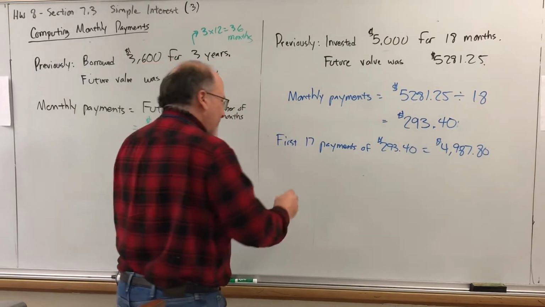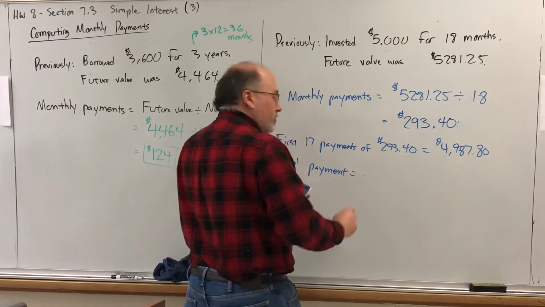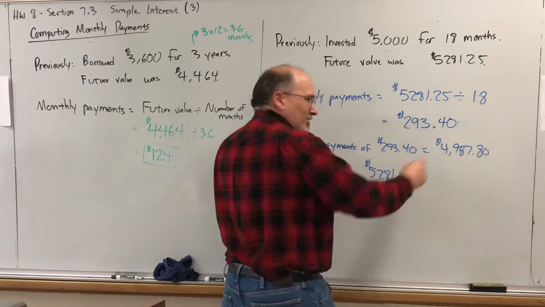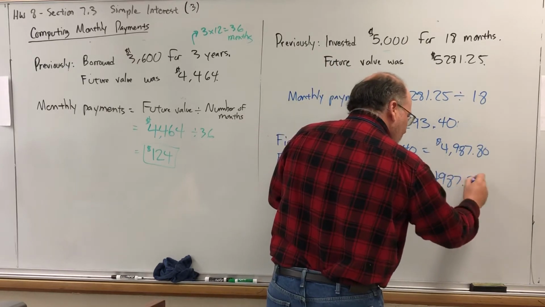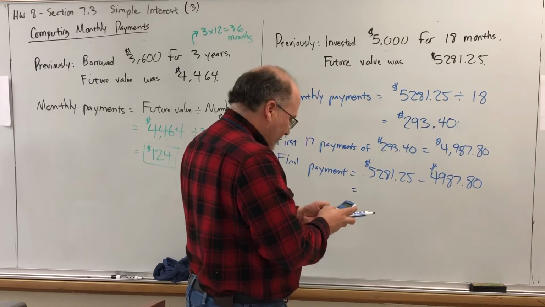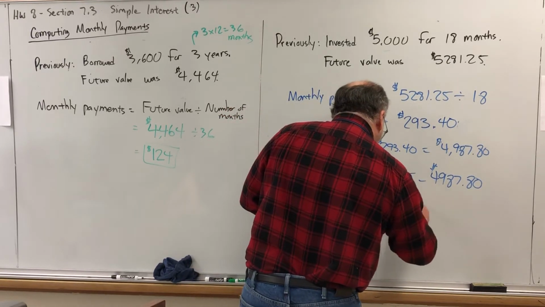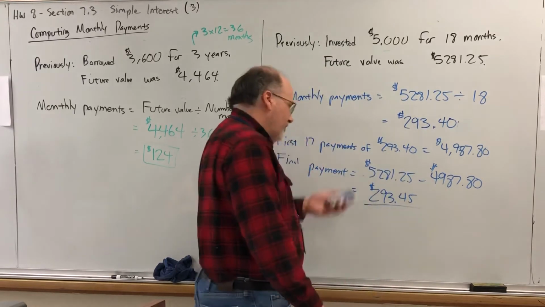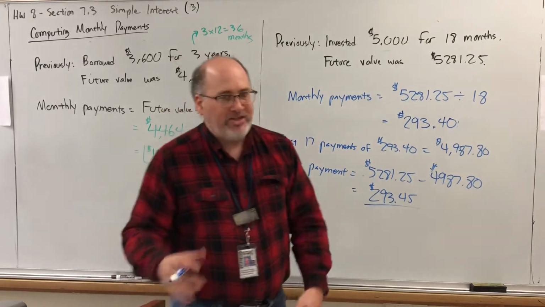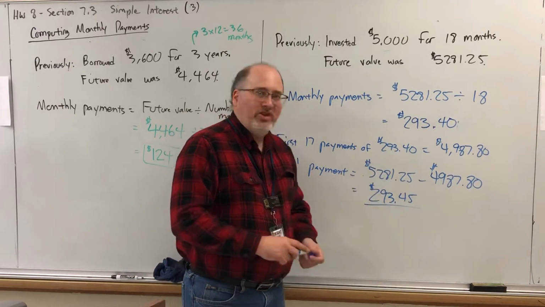So how much would the final payment be? The difference. The final payment would be, well, the future value is $5,281.25 minus these 17 payments I've already received, $4,987.80. And if we subtract that, we get $293.45. So it's almost the same monthly payment, but because the monthly payment was rounded down, we were actually receiving a little less than we should have each month, and in the last monthly payment, they make it up. It's not a whole lot, it's just a nickel more.